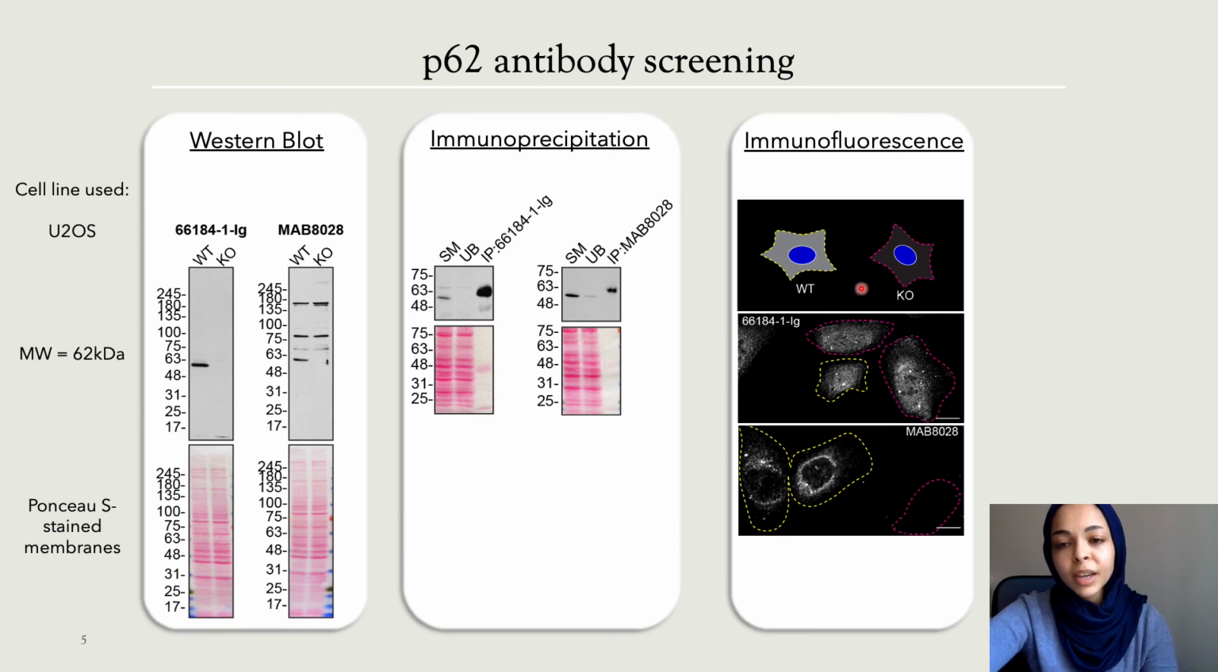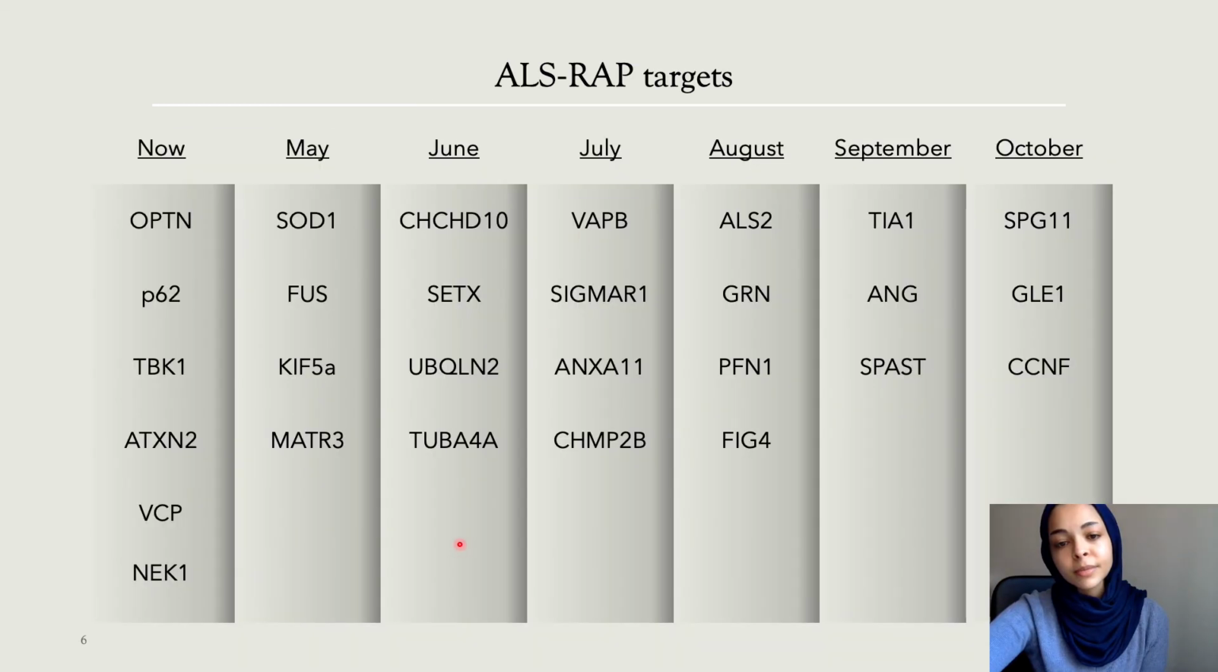For IF, a mosaic technique is used where wild-type and knockout samples are on the same cover slip, but labeled with 2 different fluorescent markers so we can distinguish the two. The first antibody did not perform well by IF, although it recognized the protein by Western blot and IP. The second antibody shows a specific signal by IF, although it wasn't ideal for Western blot and IP, proving that an antibody is a fit-for-purpose reagent. This same protocol will be used to screen antibodies for the rest of the targets.